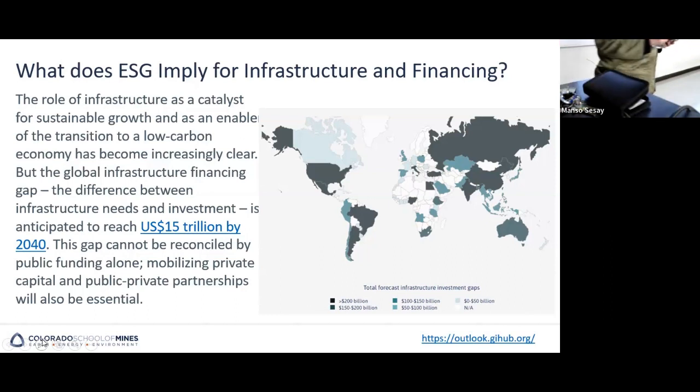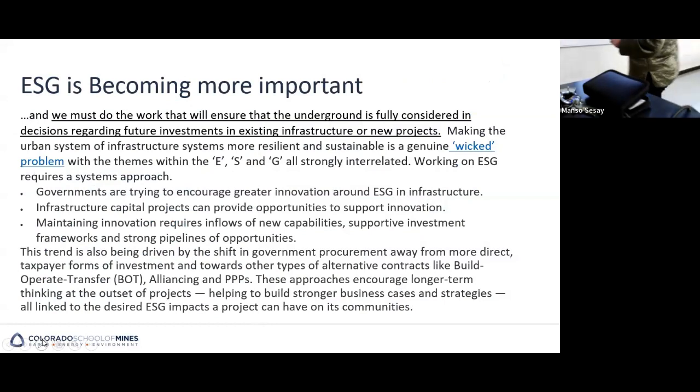This gap cannot be reconciled by public financing. So right now in the United States, most infrastructure projects, roads, sewers, water, fiber optic, whatever it is, most of that comes through public funds. But the public funds are not adequate. So you're going to find more and more projects that serve the public done by private entities. And the private entities are the ones that are going to have to go and borrow the money. And ESG is going to hit them hard because the people who have the money want ESG. So that's what's going to be driven. All right, so it's becoming more important.